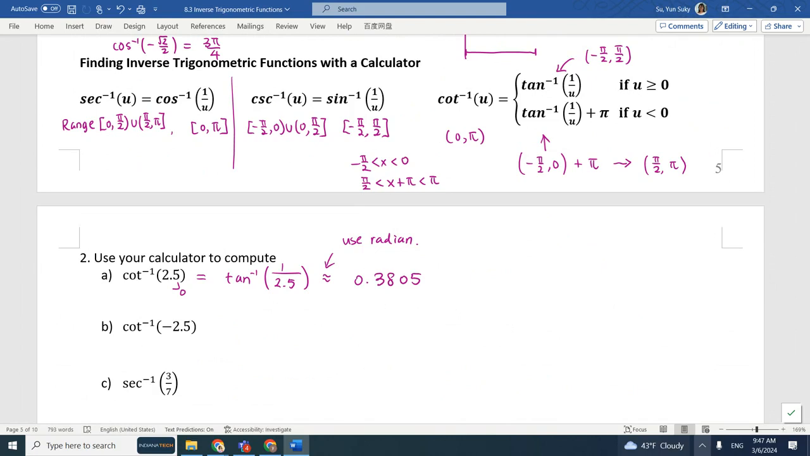Okay, how about when the u is negative? Look at our formula. It's negative, so the arc cotangent angle should lie in pi over 2 to pi. But the arctangent will be between negative pi over 2 and 0. That's why you need to add the pi.